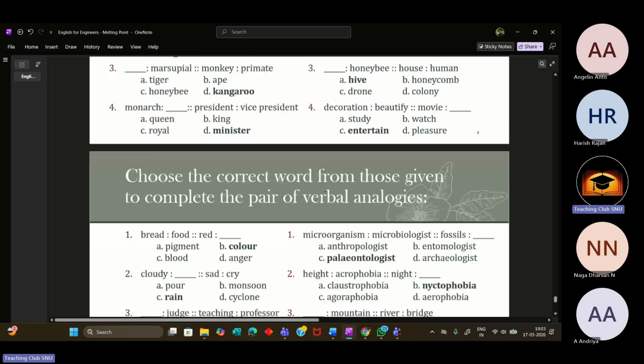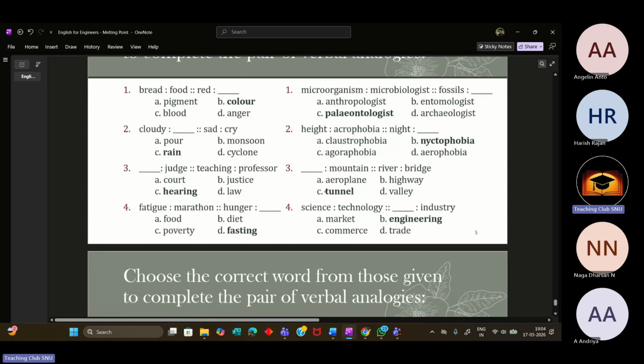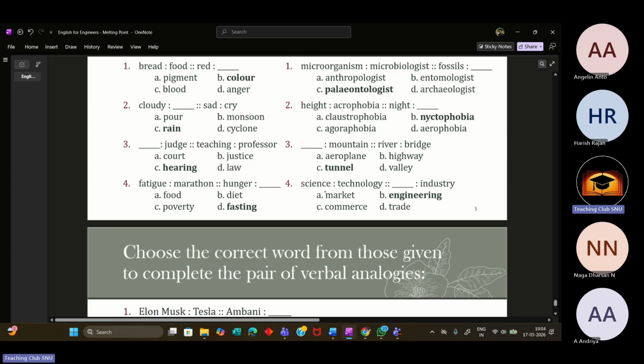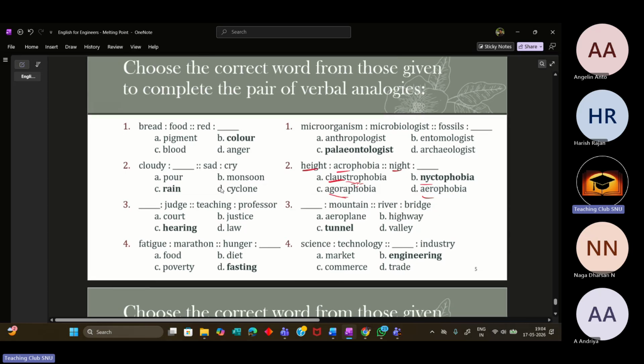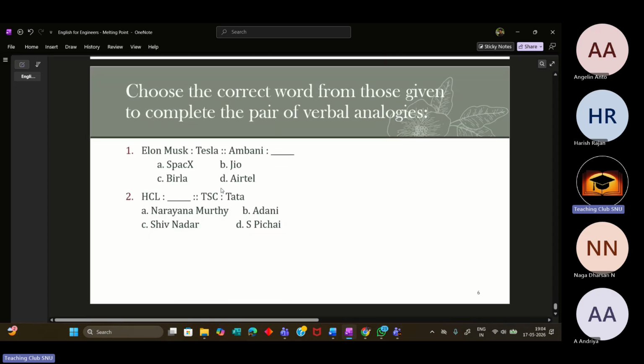There's actually nothing else. You just need to have a good sense of words, like for example these phobias. Height is acrophobia. Claustrophobia means fear of tight spaces. Aerophobia, fear of wind, I guess, I don't know, this is just my own idea. But just go through the phobias, because these are the only places where they can actually make you mess up. Otherwise, there's nowhere to go wrong with verbal analogies.